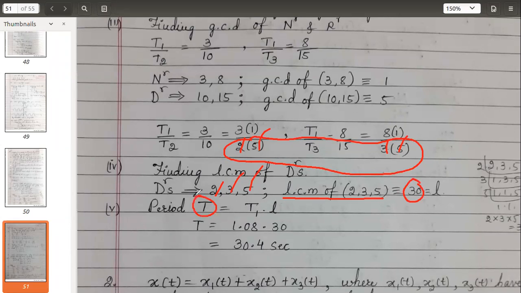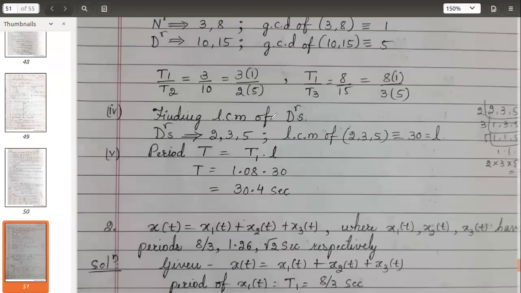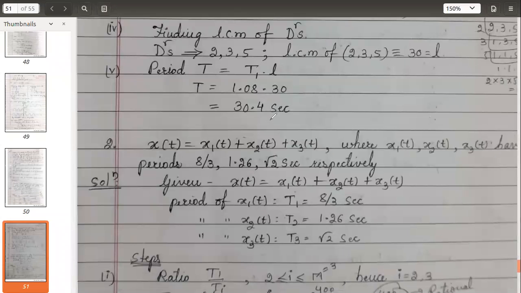Finally, the time period is given by T1 into L. T1 is 1.08 multiplied by 30. The answer is 32.4 seconds. I hope you understood this problem. We'll be solving a few more problems based on these 5 steps. Hope you understood this.